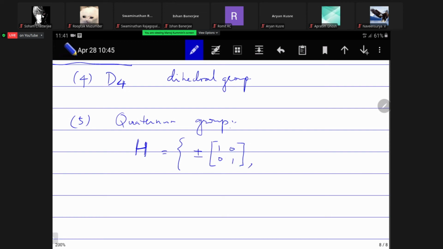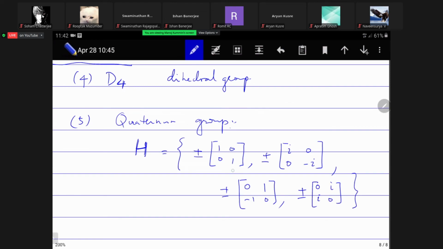Sorry, I forgot. I need to look up the signs in this. I know it has to involve some i. So plus or minus i, 0, 0, minus i. Then plus or minus 0, 1, minus 1, 0. So there are 8 elements of this thing. One needs to check that this is actually a group.